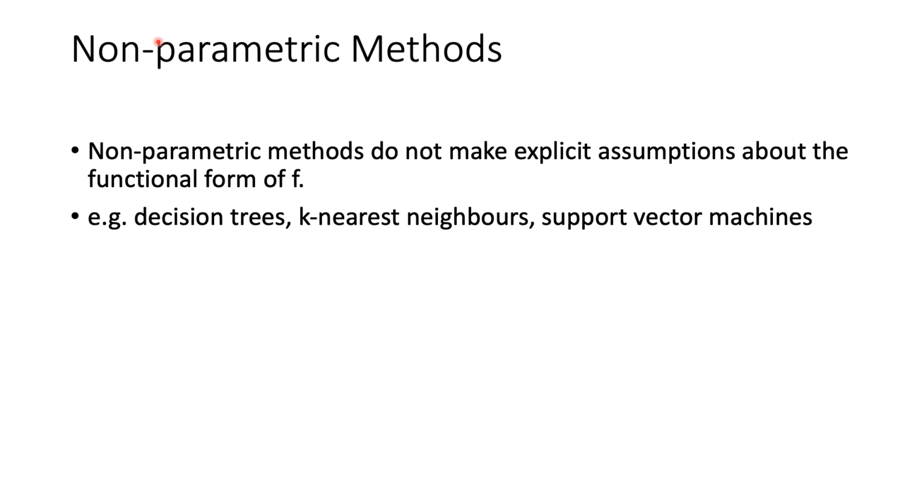Non-parametric methods are those which don't make an explicit assumption about the functional form for f, and those include things like decision trees, k nearest neighbors, and support vector machines. We'll talk about at least two of these before the end of the workshop.